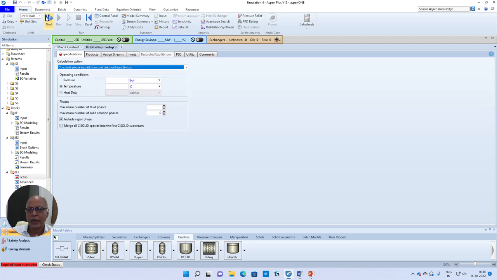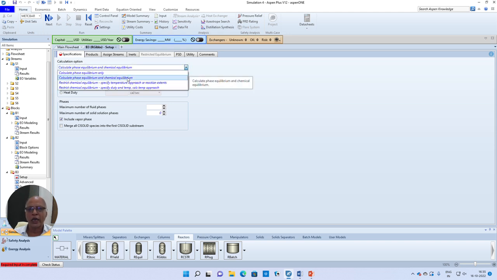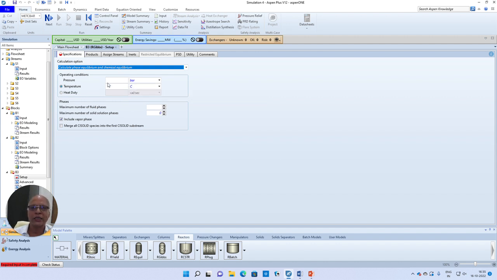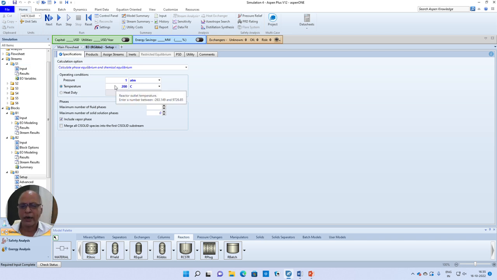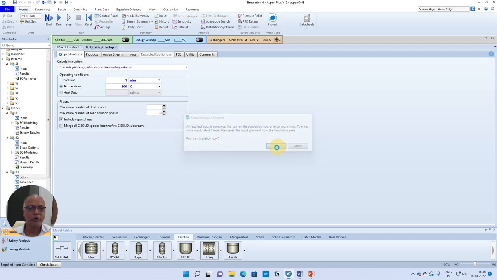Then we need to define the Gibbs reactor model. So depending on your requirement, you can choose any one of these options. We wanted to calculate both phase equilibrium as well as reaction equilibrium. Like what we did earlier, let me assume the same conditions so that we will compare the results from both these models. Now you can see in the case of Gibbs reactor model, we are required to identify only temperature and pressure. No reaction stoichiometry is required, right? Okay. So you can see that the required input is complete. So we should be in a position to run the problem. Say next, run the simulation.